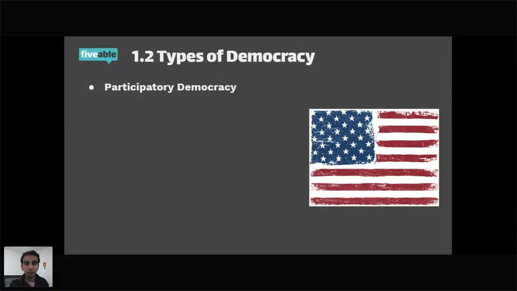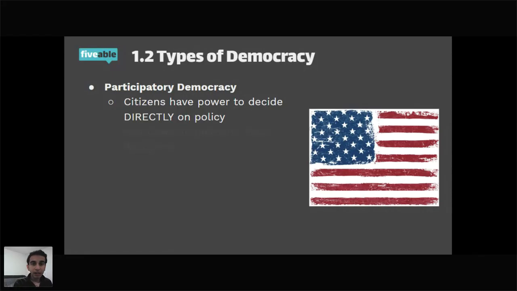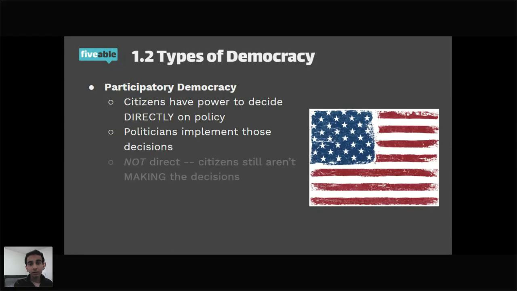Okay, so I'll keep going and hopefully, again, someone can type in the chat. But a participatory democracy is basically when citizens have the power to decide directly on policy. So it's not necessarily a direct democracy, but the citizens have a lot of power in terms of what the policy is going to be, and the politicians are the ones that actually implement those decisions. So again, like I said, it's not direct because citizens still aren't making the decision.